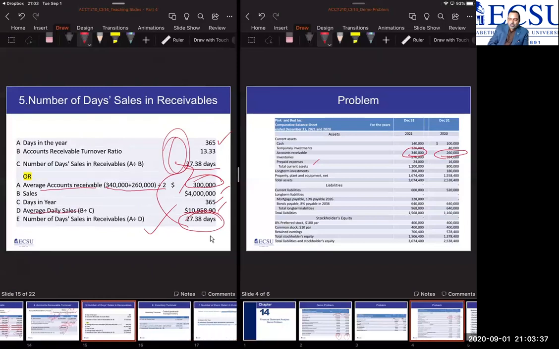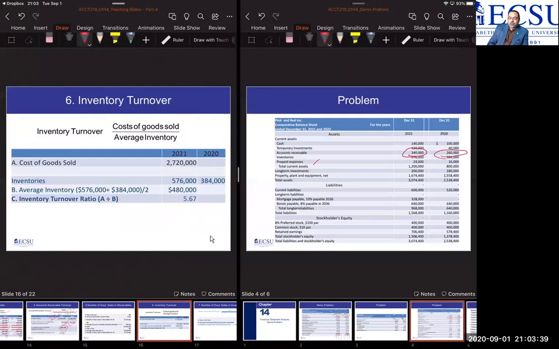Now let's move on to the next ratio, that is the inventory turnover ratio. Now, in case of inventory turnover ratio, the formula is cost of goods sold divided by average inventory. Now, if you are a trading or a manufacturing company, cost of goods sold will be directly given to you. Otherwise, you may have to calculate the cost of goods sold. So the cost of goods sold divided by average inventory. So we're given the inventory 576,000 and 384,000.